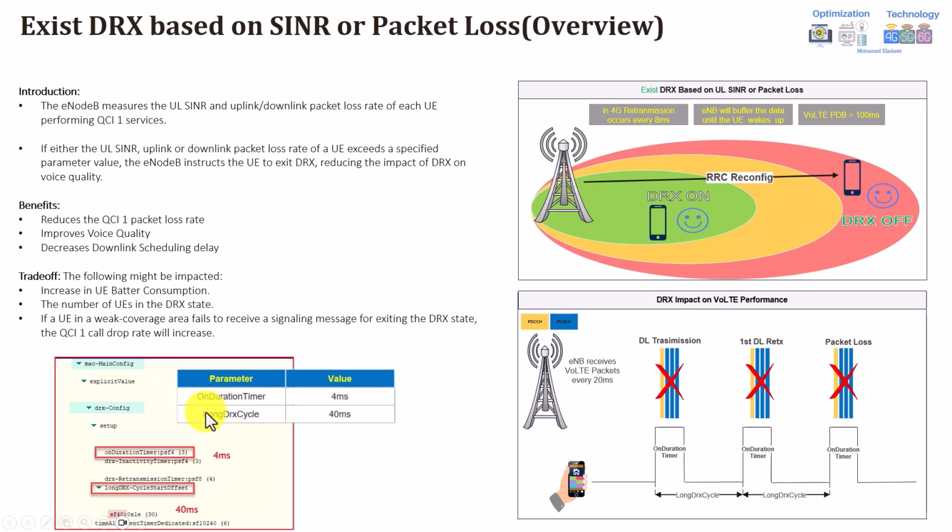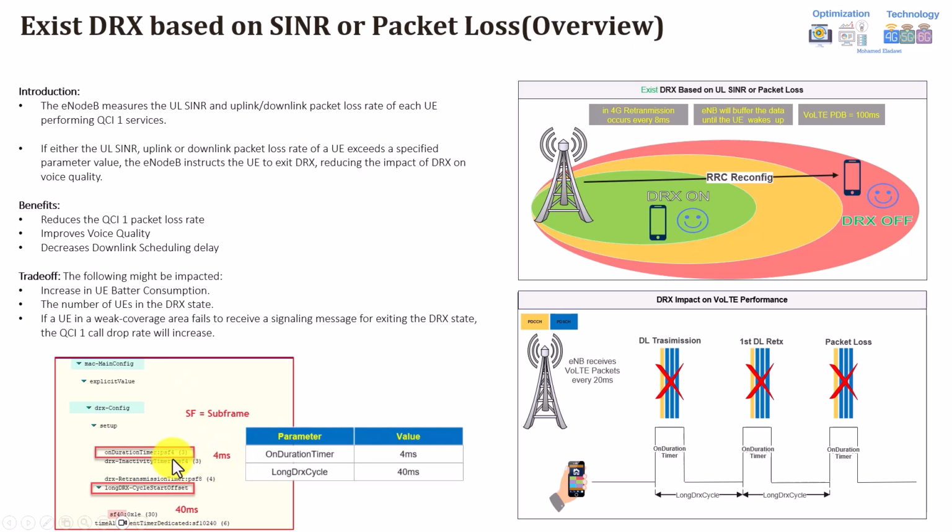And in general, the DRX settings can be checked during the QCI1 setup. You will find an RRC reconfiguration message, including this on-duration timer. For example, here it mentions subframe 4, which means 4 subframes. Each subframe is 1 millisecond, so it is equivalent to 4 milliseconds. And you have the long DRX start offset, which is mentioned here as SF40, and this is equivalent to 40 milliseconds. And that's all about this feature.